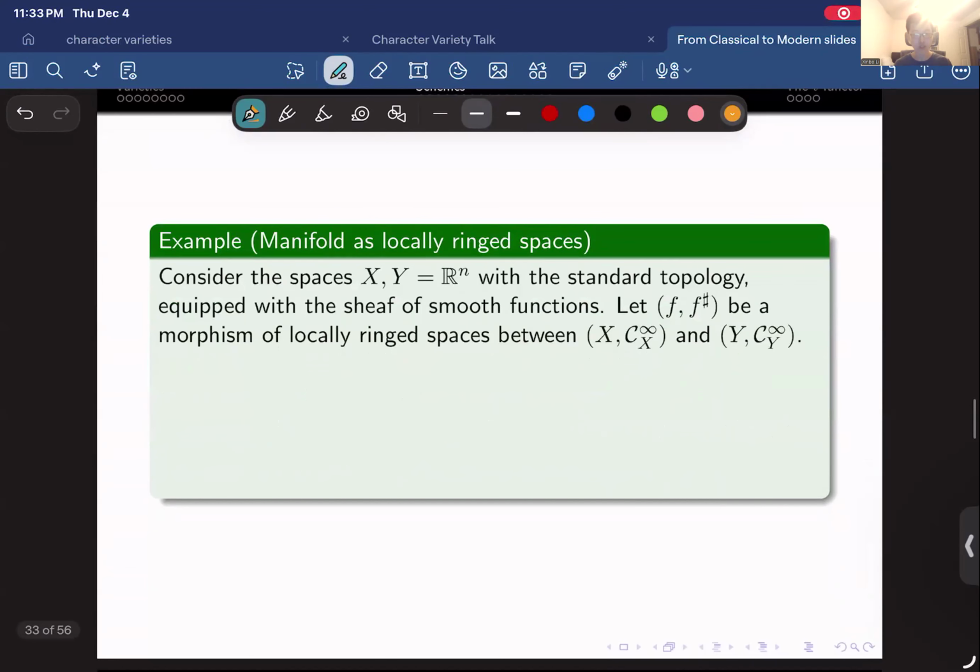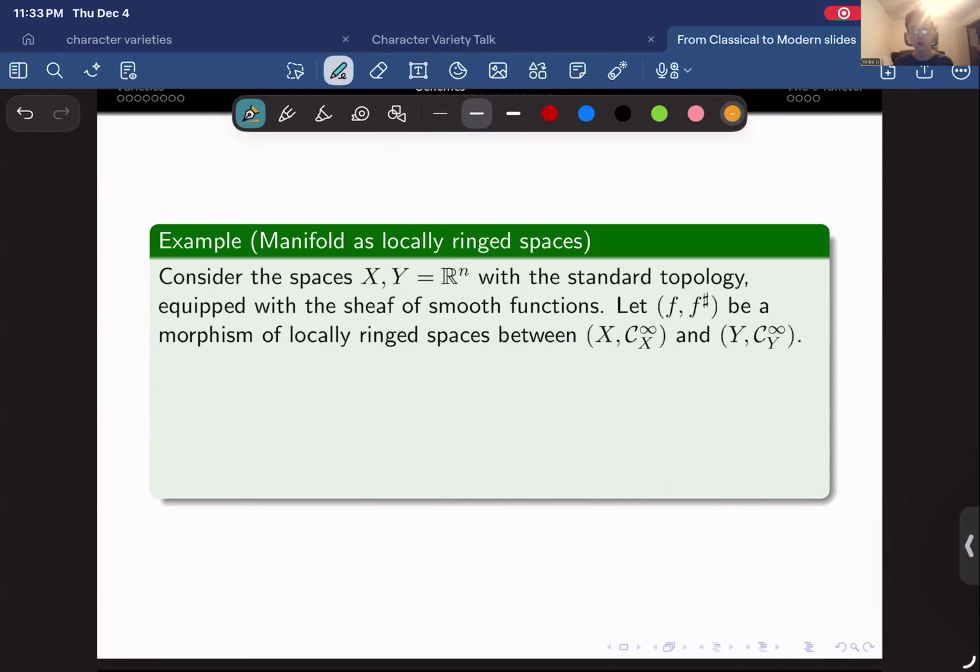Okay, so for example, this abstract, seemingly nonsense locally ringed space could give us an alternative interpretation of manifolds, which we think are really geometric, depending on your background of math. If you have taken differential topology, you should be able to argue for me that this is a really geometric space. So we can consider the spaces X and Y equals R^n with the standard topology. As usual, standard topology means the one that you are already very used to in a first course in analysis.